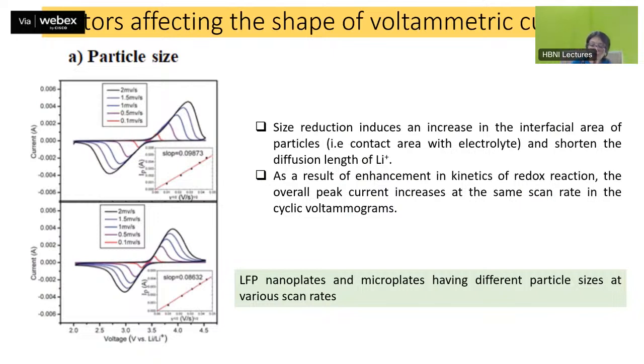Suppose LFP, LiFePO4, your cathode material, has nanoplates and microplates with different particle sizes. If you look at the scan rate, what is going to happen? In the case of nanoplates, you will find that the current is much higher compared to what you see in the case of microplates. So the smaller the size, the peak current increases.